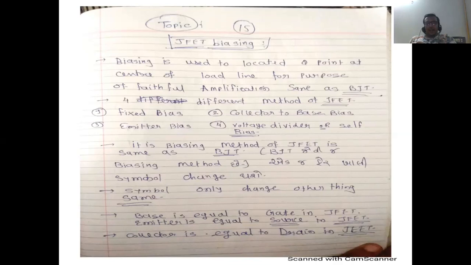Now see, I have written here in Gujarati words, so all the Gujarati people can try to understand. In the biasing method of JFET, just replace BJT with JFET.